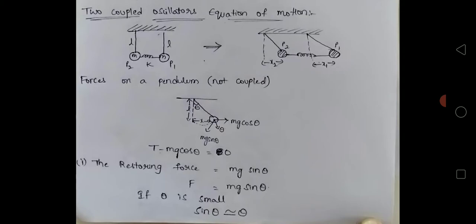Then what will the equation become here? F is equal to mg sin theta. Next line, if theta is small, then what is theta here? Angle. If the angle is small, sin theta is equal to, or approximately, theta. So in place of sin theta we can write theta.